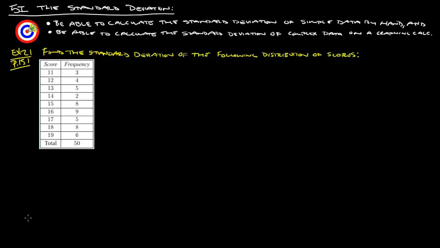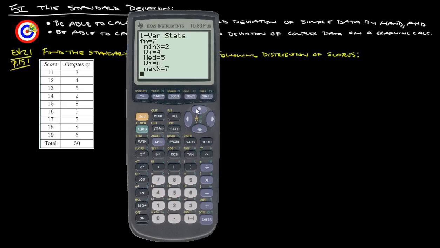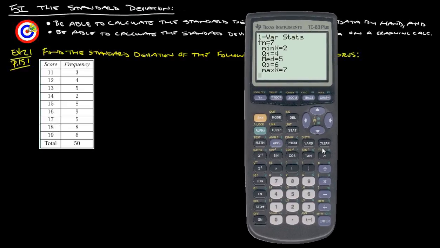Okay, so find the standard deviation of the following distribution of scores. So very similar to what we just did. And again, I'm going to show you how to do all this by calculator. Doing this by hand takes a long time, and it's just not a real great use of time, especially when you have graphing calculators.